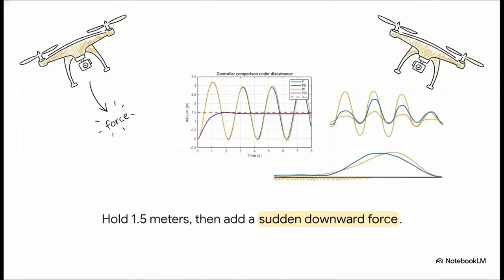The blue and yellow lines, those are the P and PI controllers. They just oscillate like crazy. The PD controller in green is better, but watch that black line. That's our full PID controller. It barely even flinches. It just smoothly and quickly returns right back to its target. It is the clear winner, no question.